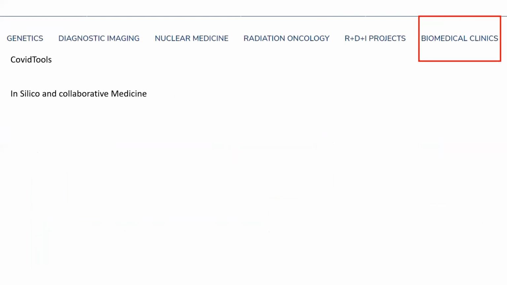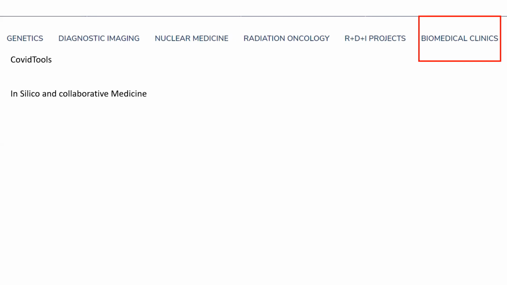Yes, and I'm closing with another example: the COVID Tools project. On this occasion, I'm going to talk about the tool that we have developed for the diagnosis and prognosis of COVID-19 disease, whose name is COVID Tools. The development has taken place in our medical clinics, which, like the rest of the hospitals, have been on the front line against this virus.